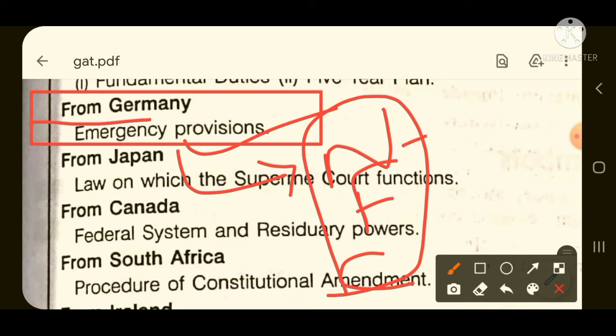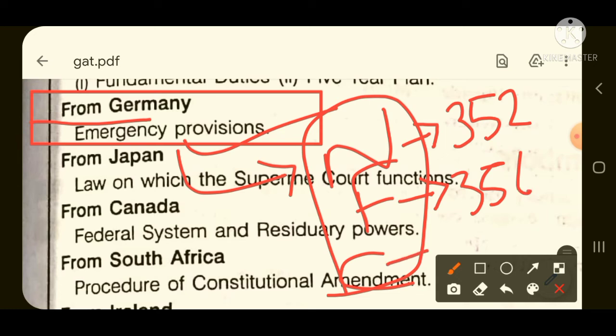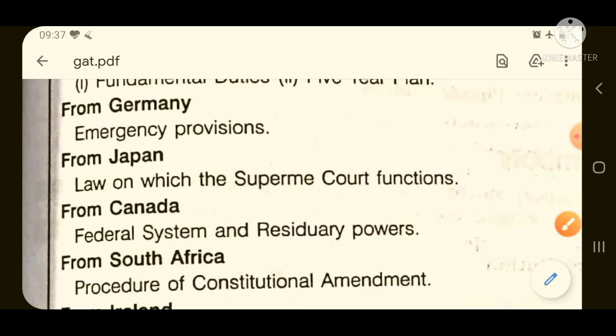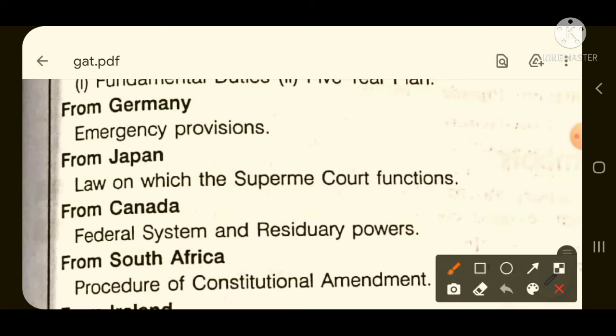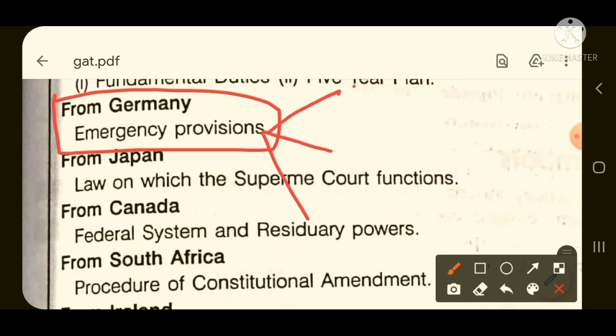National emergency is mentioned under article 352, financial emergency is mentioned under article 356, and constitutional emergency is mentioned under article 360 of our Indian constitution. So emergency provision in the constitution we have borrowed from the country of Germany. This is again very much important. And if they ask you the types of emergency, one is national, financial, constitutional.